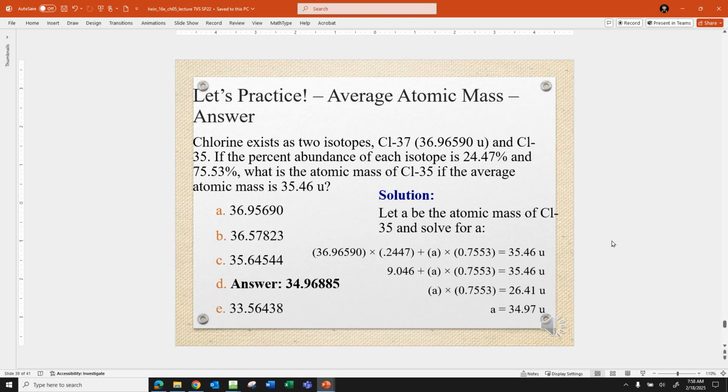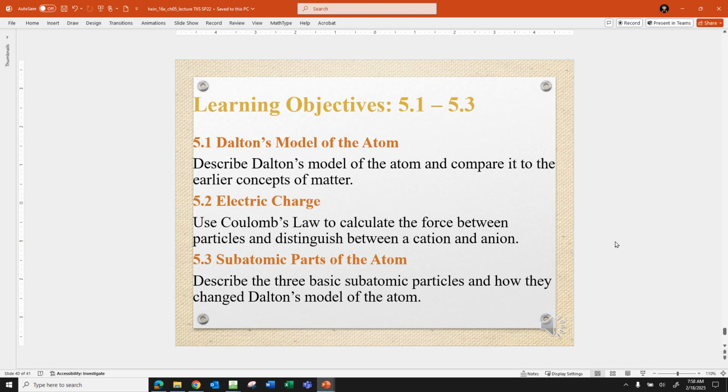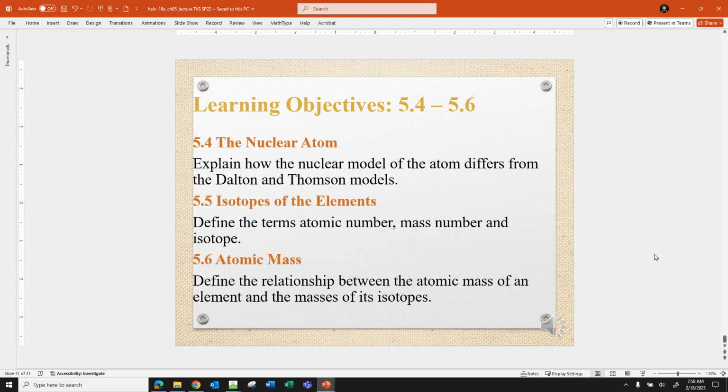All right, here's your answer. You should have gotten D, and there's the breakdown of the math. All right, so here are your learning objectives. These are what's going to be tested in this upcoming class. So please make sure you review this PowerPoint, and I will see you in class.